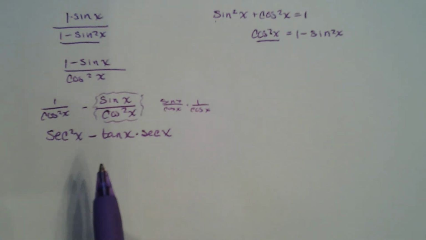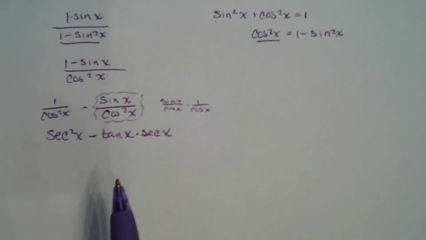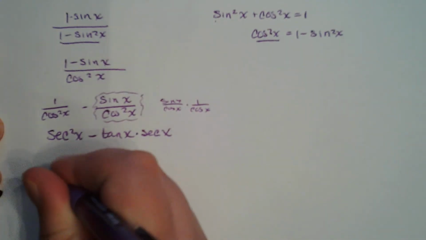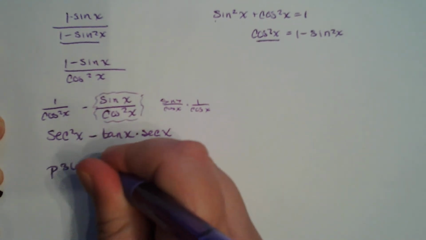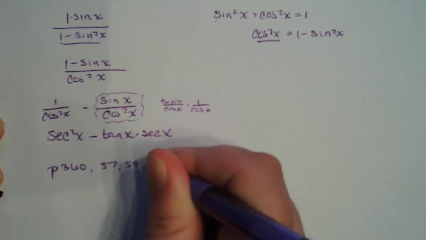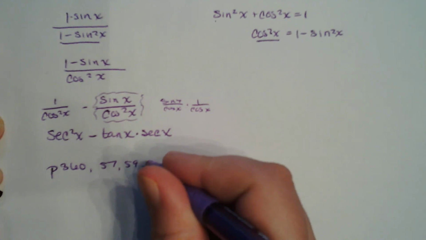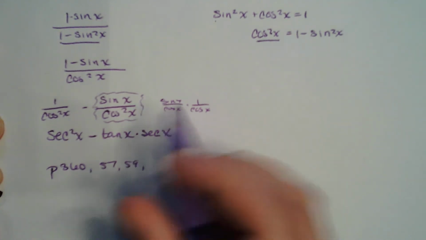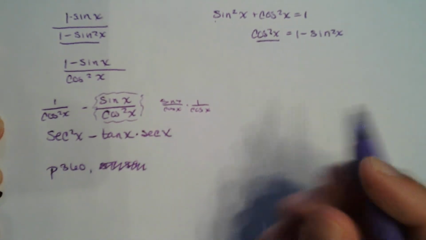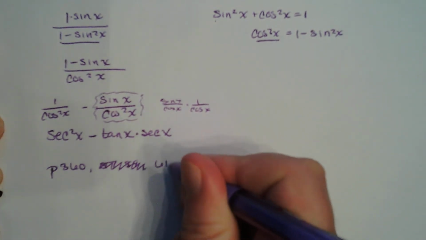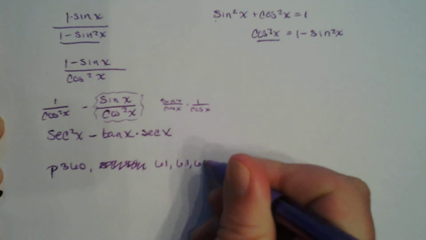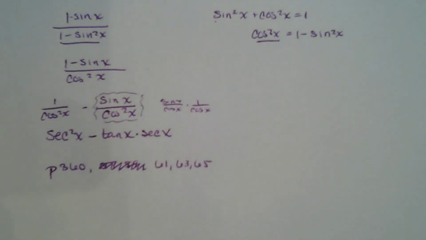Alright, so for this I have 3 more that I'd like you to try, and they would be on page 360. Let's see, 57, 59, and 61. Oops, I messed up. Not 57, 59, and 61. 61, 63, and 65. That's what I meant. 61, 63, 65. Okay, so try out those 3.